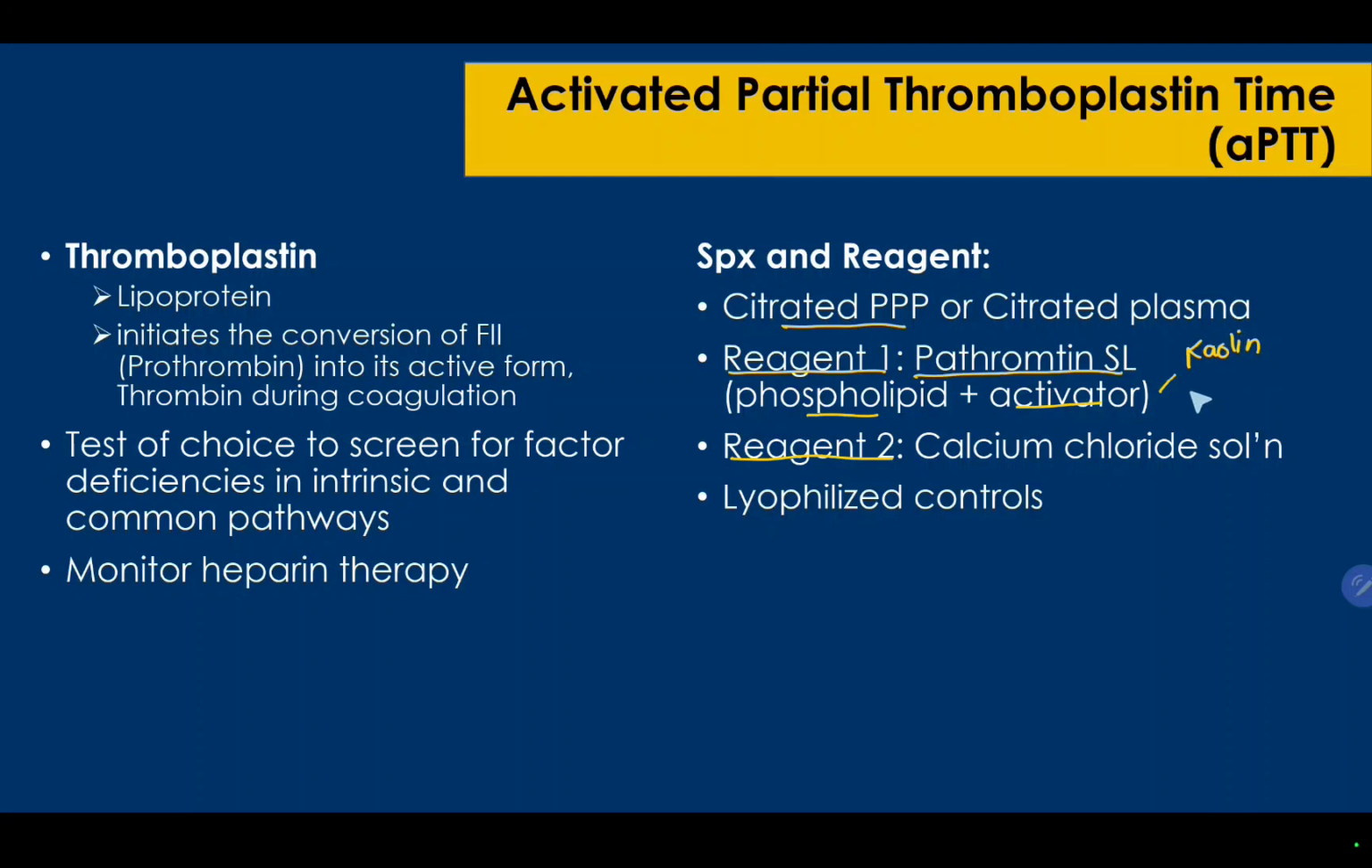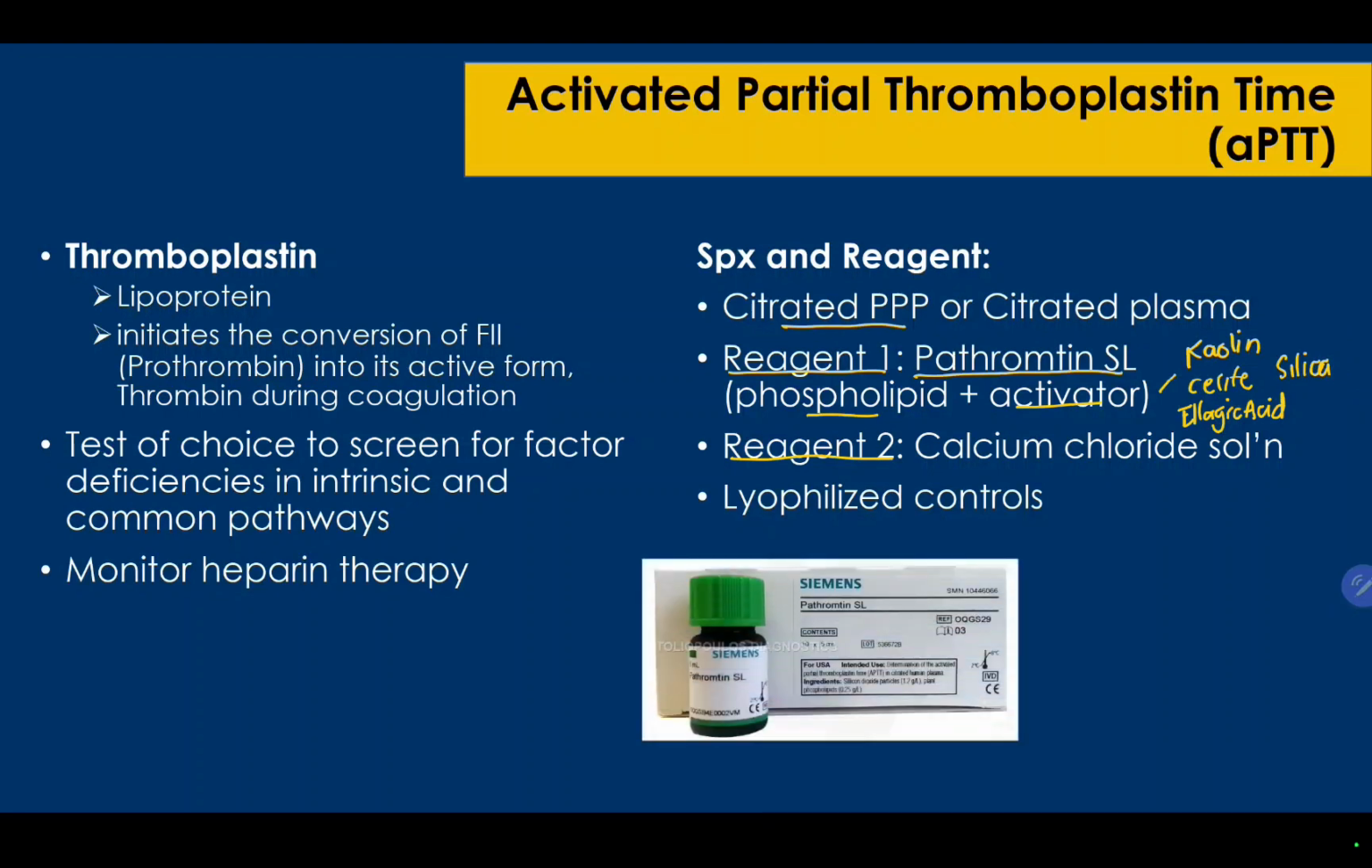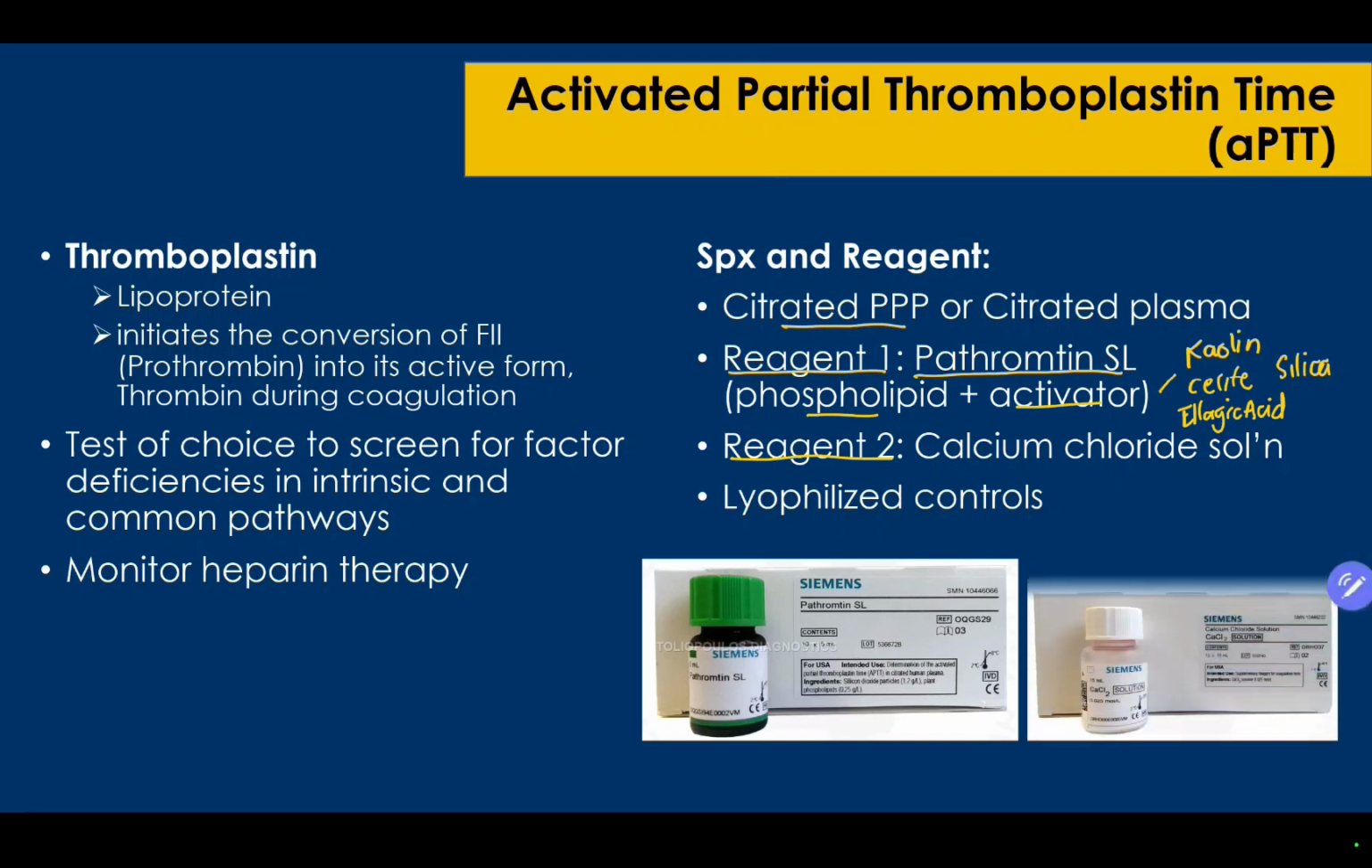kaolin, celite, ellagic acid, and micronized silica gels are some of the activators used in the APTT reagent, depending on the manufacturer. In this case, the reagent uses ellagic acid as its activator. We also use the controls in APTT.